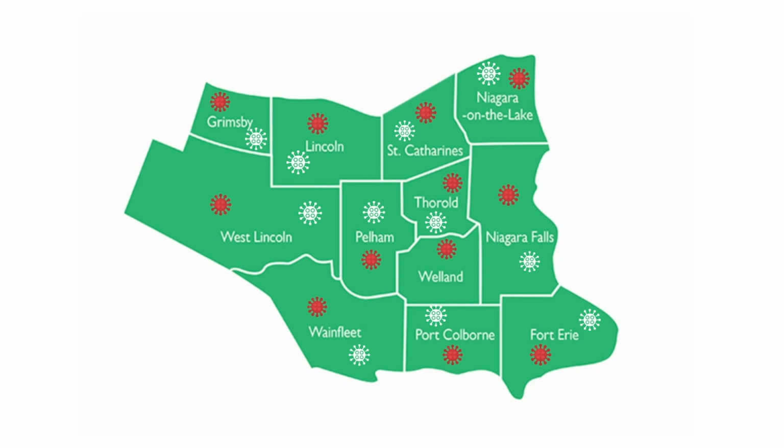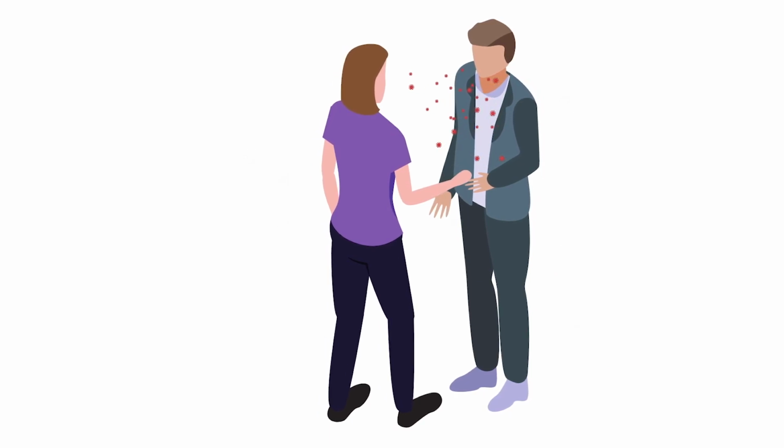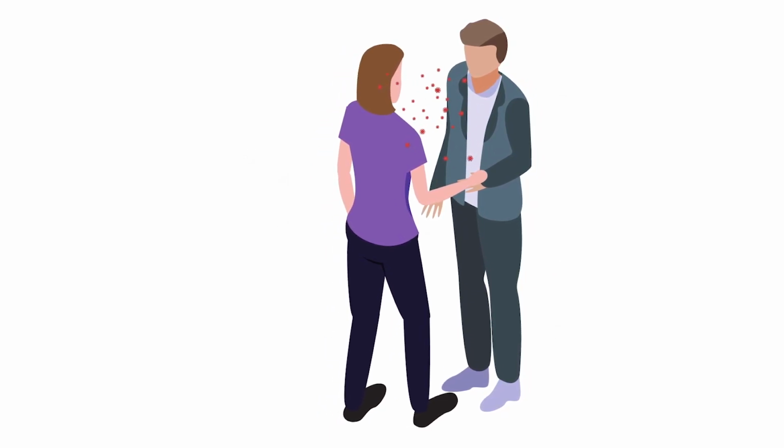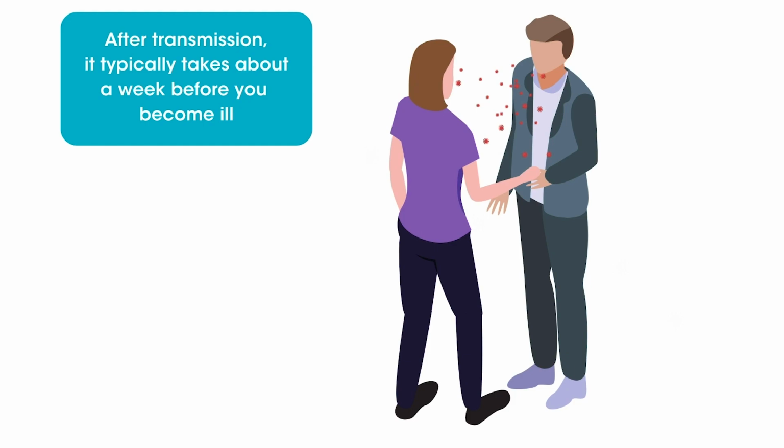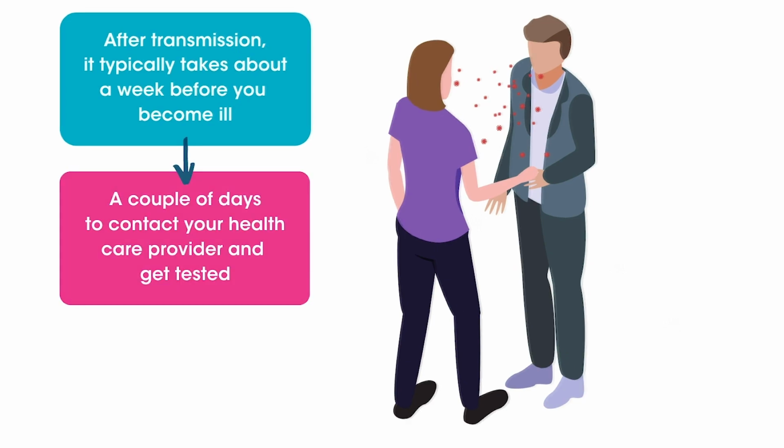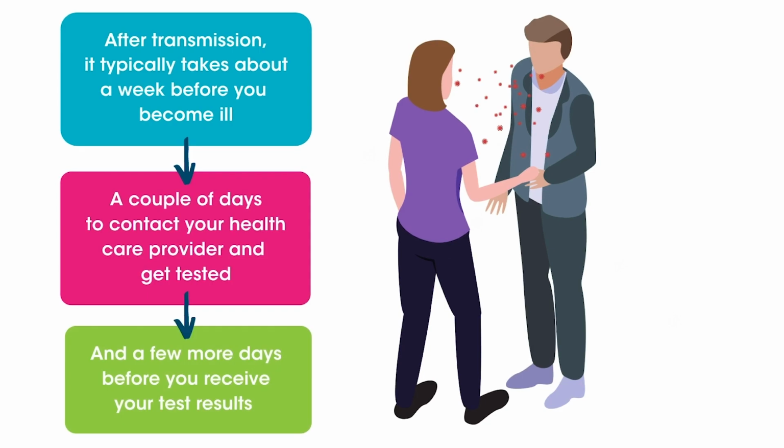By the time cases are reported to public health and have been updated on our website, it's been about 2 weeks since someone actually became infected with COVID-19. After transmission, it typically takes about a week before you become ill, a couple of days to contact your healthcare provider and get tested, and a few more days before you receive your test results. It can be even longer than 2 weeks if there's been some delays before it actually appears in our data.